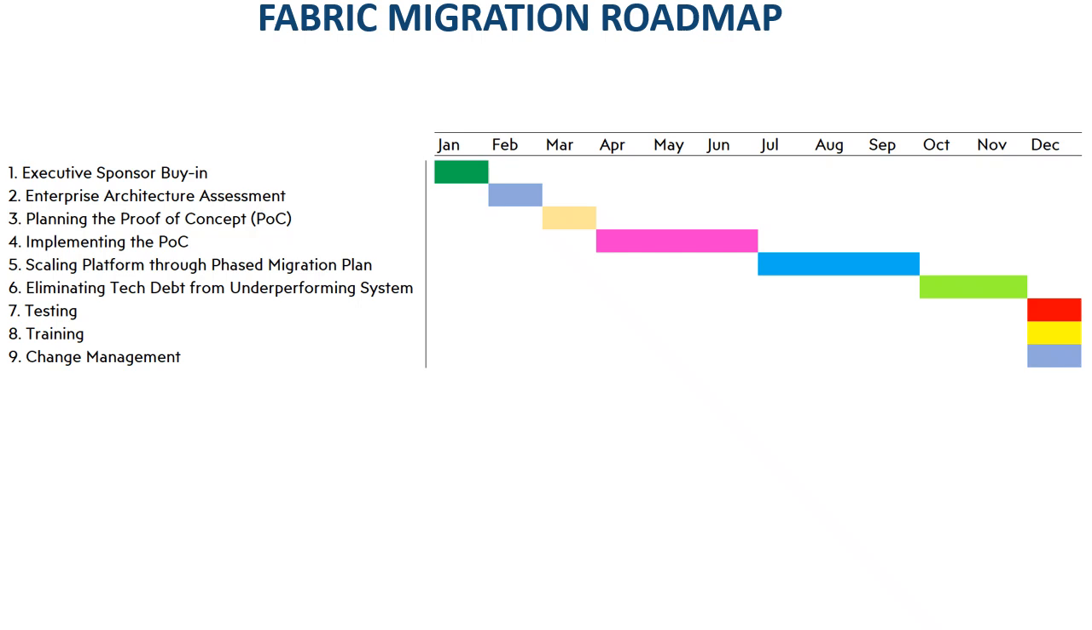Number 6, eliminating technical debt from underperforming systems. Parallel to scaling, we systematically identify legacy systems, redundant code, and manual processes that slow progress. Plans are made to decommission or refactor these components while maintaining data quality and security during transitions. Deliverables include a technical debt inventory, refactoring and decommissioning plans, and updated system documentation.